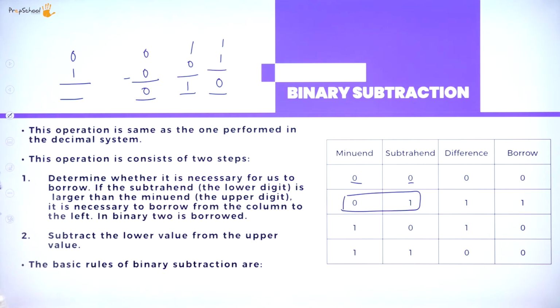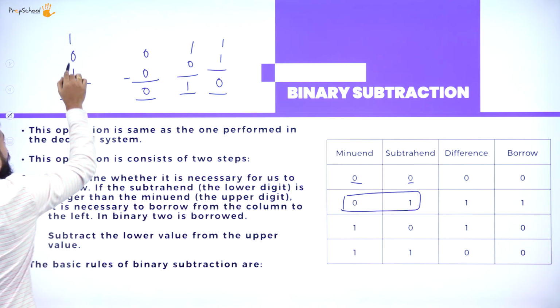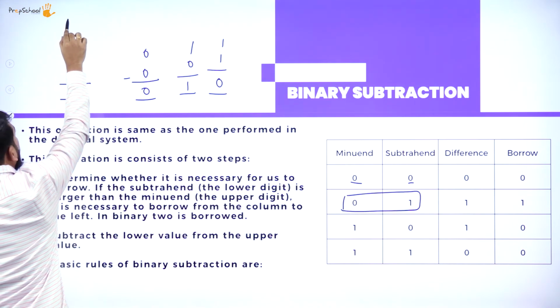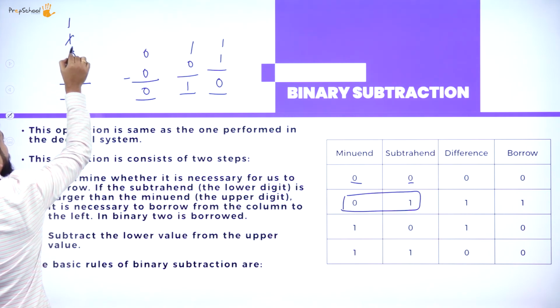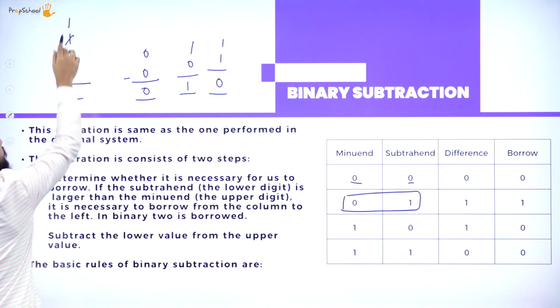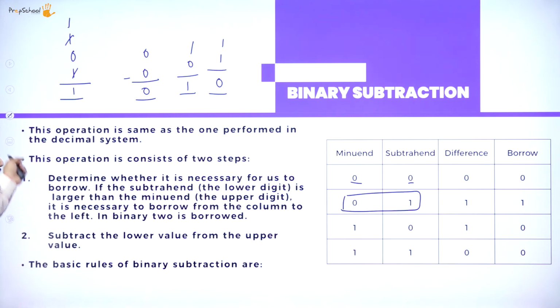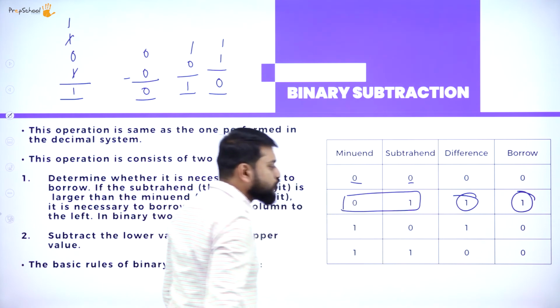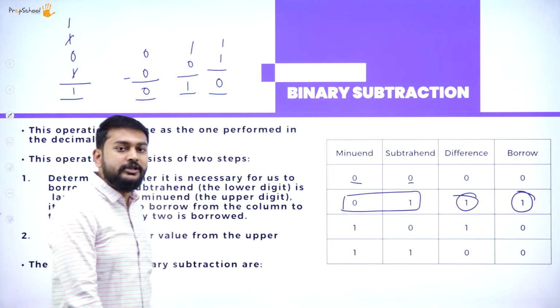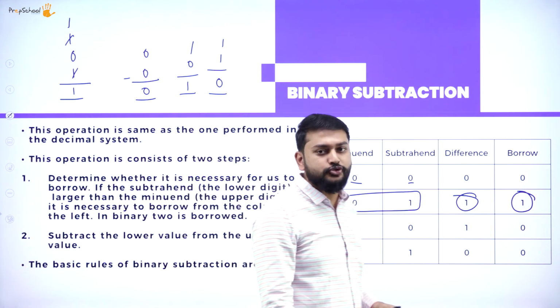So what I have to do is borrow 1, right? If I borrow 1, I will have two 1s. So I will subtract this 1 from this 1, so the difference is 1. I have borrowed 1, so I will have a borrow of 1 here and the difference is 1. This is how I will be performing binary subtraction.